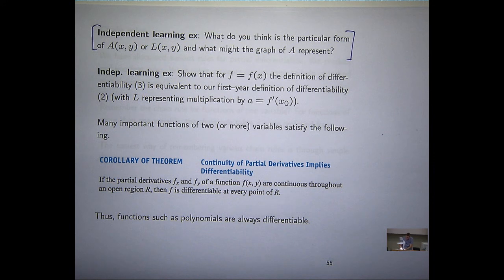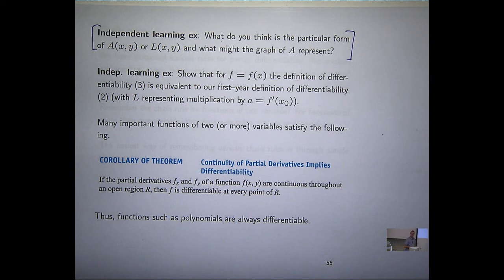Now, just let me repeat that, because this is important, okay? This is stuff that you can use very simply. If a function has continuous partials, just df dx, df dy, then the function f is differentiable. That's gold. So, for example, polynomials.